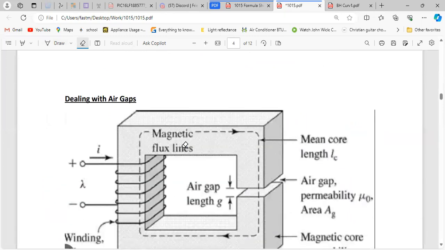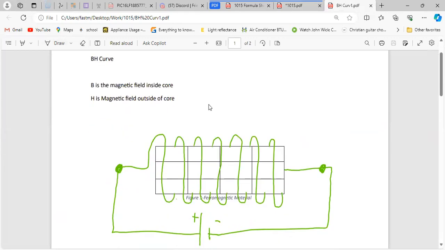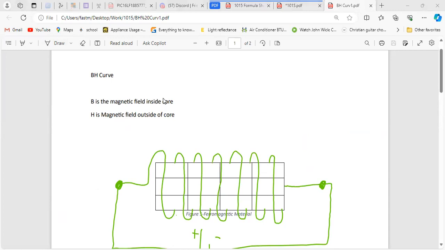So the next thing on the list is our BH curves. So let's go through this. Pay attention to this one. The BH curve and something called the hysteresis curve are the same thing, just different portions of it. The BH curve is normally called the hysteresis curve, or the magnetization curve. It is just the curve that relates the flux density to the magnetic field intensity.